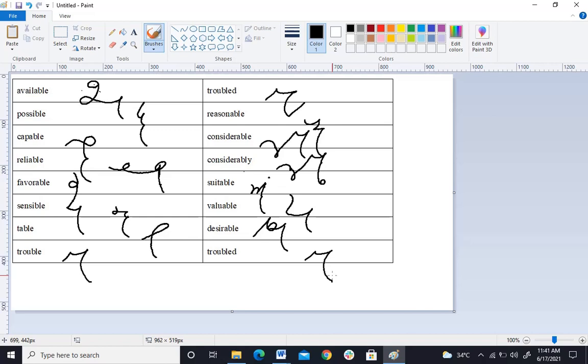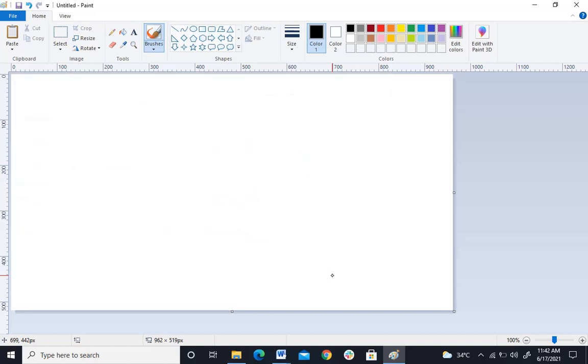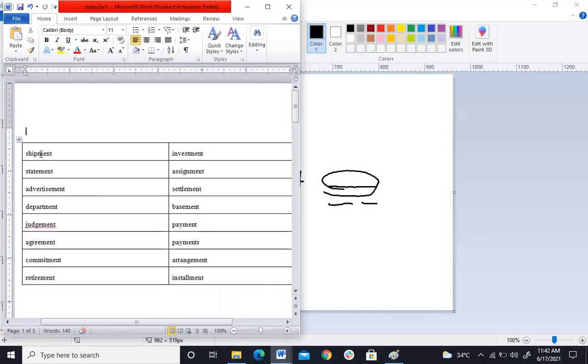Now let's move on to our next, the words ending in ment. For example, betterment, judgment. The ment sound is represented by the combination of M and N. This is the M, and this is the N. When you combine them, this becomes the stroke. So ment is a longer M. Let's have our set of words for ment.